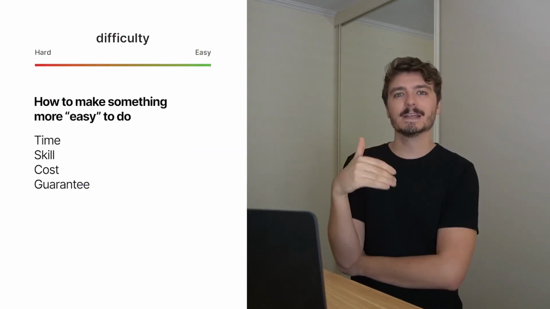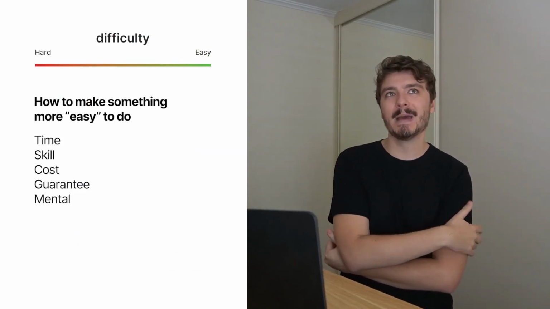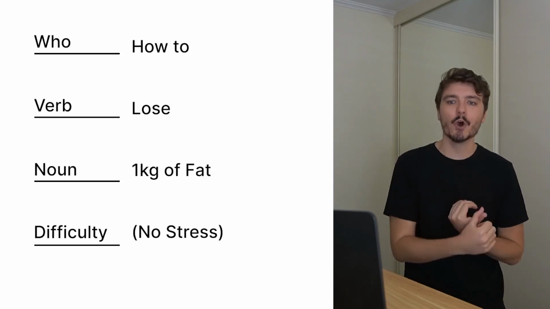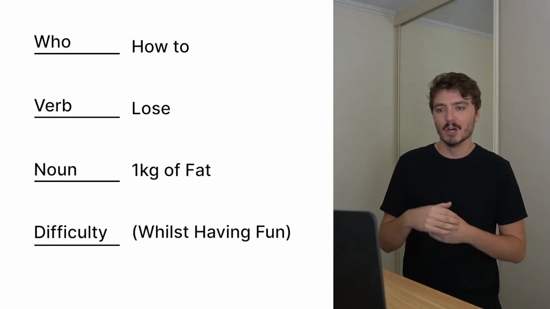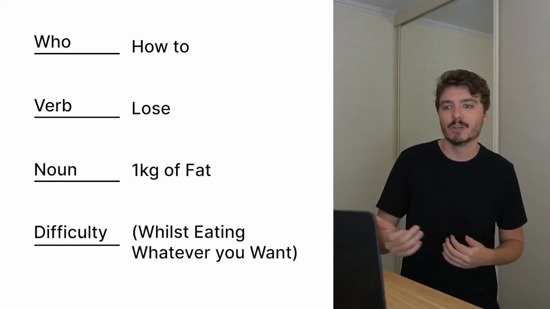And the last thing to make something sound easy is the mental aspect. So maybe it's no stress, or maybe it's whilst having fun. Something like that makes it sound easier to do. So how to lose 1 kilogram of fat whilst having fun, or whilst eating whatever you want, where you're making it sound mentally very easy to do.